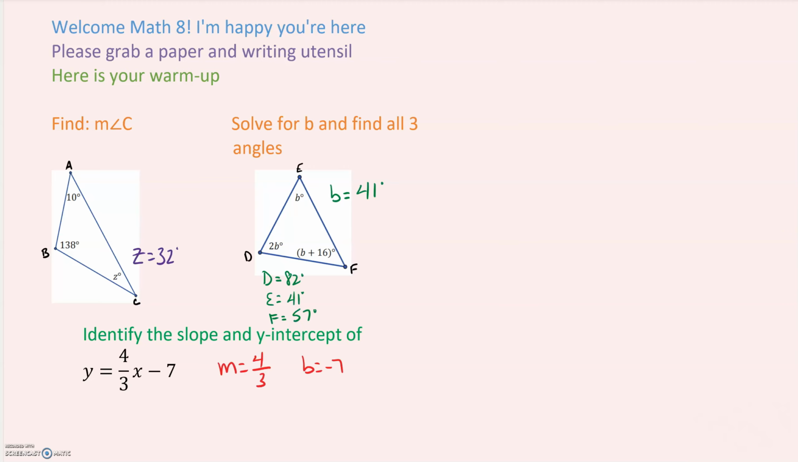Alright, so here are those answers. Take a moment, check them out. Remember that the angles inside a triangle all add up to 180 degrees. And then slope and y-intercept, remember our y equals mx plus b formula, where the slope is our m and the y-intercept is our b.